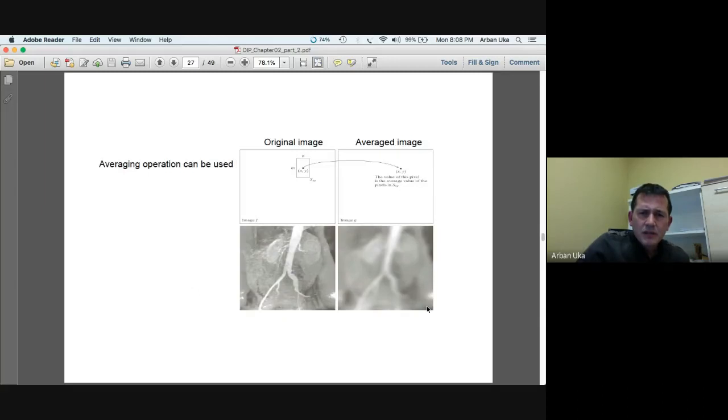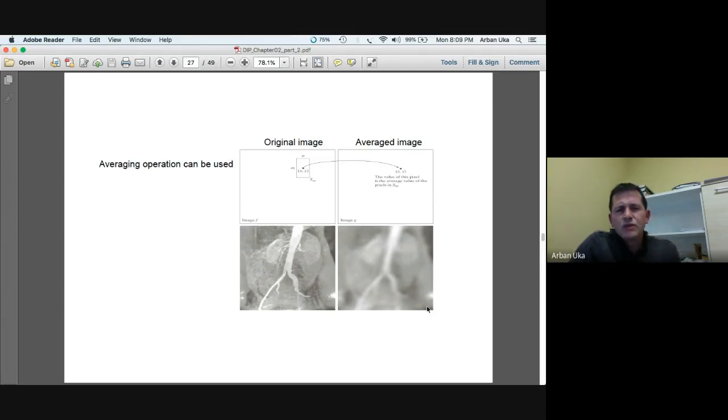Then we can use averaging. What is interesting is that in this case, we have an original image which has a high contrast. And then we can use averaging, which is a linear operator that decreases the contrast, or diminishes the contrast at the edges.